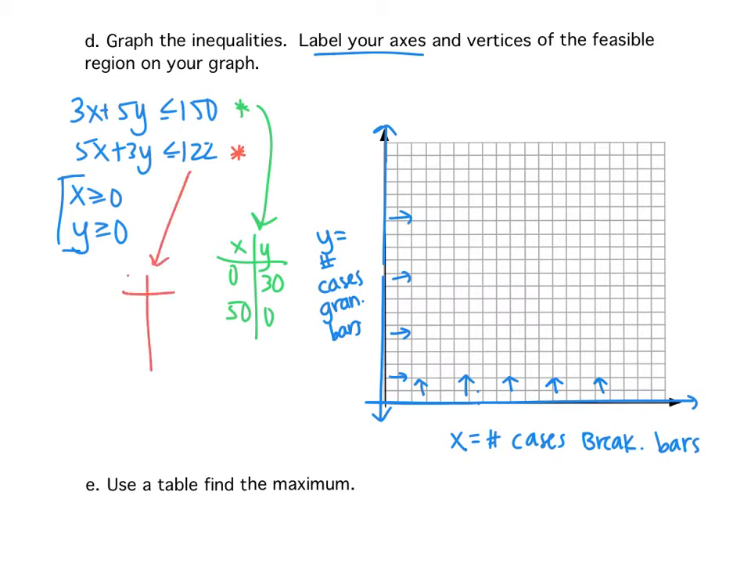This next one, if I put a 0 in for x, I get 3y equals 122. So 122 divided by 3 gives me 40.6. And then if I take that 122 and I divide it by 5, I get 24.4. At this point, we're going to need to decide how we're going to scale here. So I will tell you that each direction has 20 boxes.